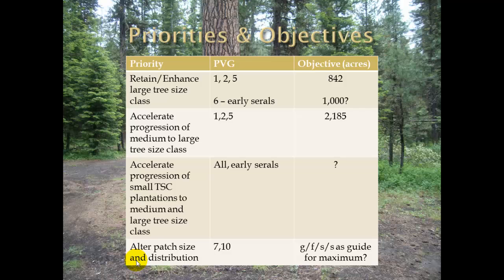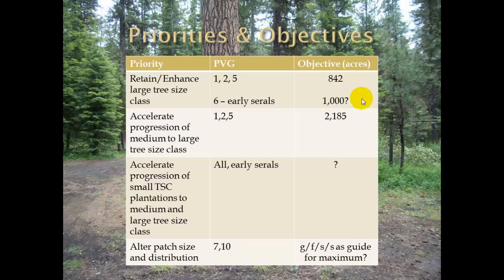And then as discussed with altering the patch size and distribution in PVG 7 and 10, perhaps using the shortfall of the acres in the grasses, forbs, shrubs, seedlings as a guide to determine a maximum amount that should be created by treatment of patch size cuts within those PVG 7 and 10.